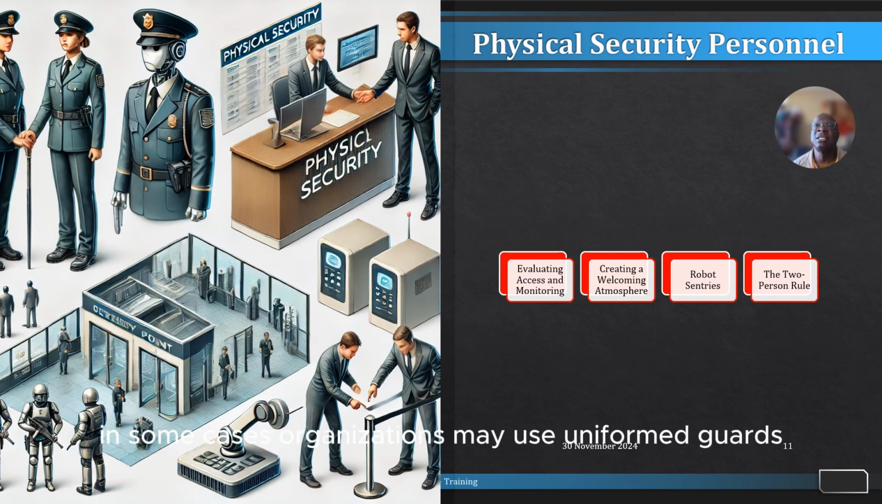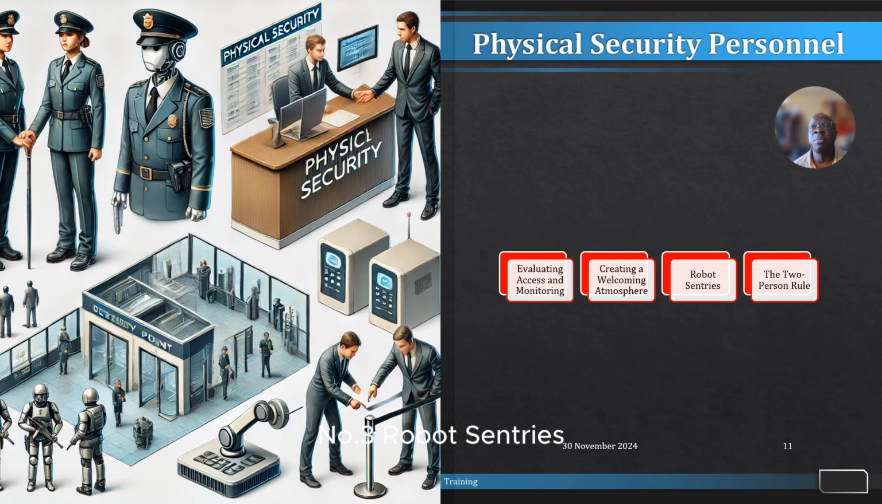In some cases, organizations may use uniformed guards to provide a visible sense of authority. This helps communicate a strong security presence to visitors and staff. In certain locations, these guards might even be armed, depending on local laws and security needs.